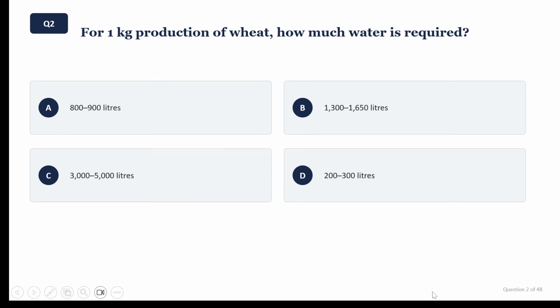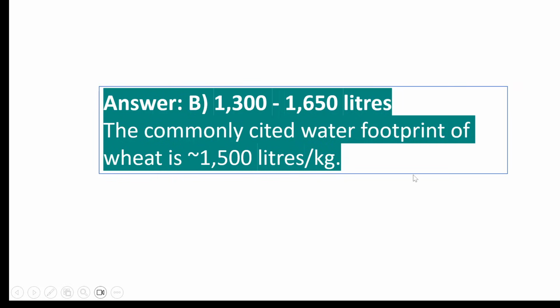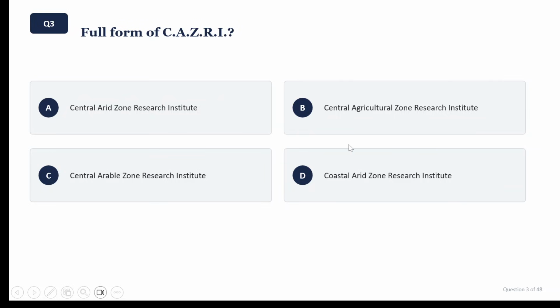Okay. Then for 1 kg production of wheat, how much water is required? I think 1300 to 1650 liters. Then a similar question is how much water is required for 1 kg production of rice? It is an important question, 4000 liters. CAZRI, as we all know, is the Central Arid Zone Research Institute, Jodhpur.